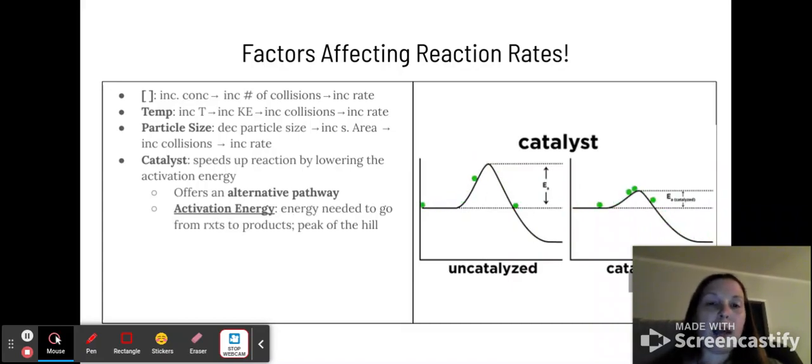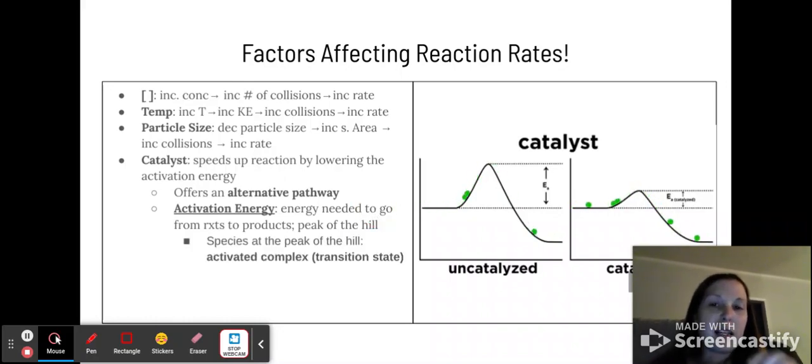And we look at a couple spots, and we'll look at these on the next chart as well. But the first one you need to know here is called activation energy. And this is the energy needed to go from reactants to products. So in this little GIF, it's that peak of the hill here, okay? Your catalyst will actually lower that hill, which means more particles can go through.